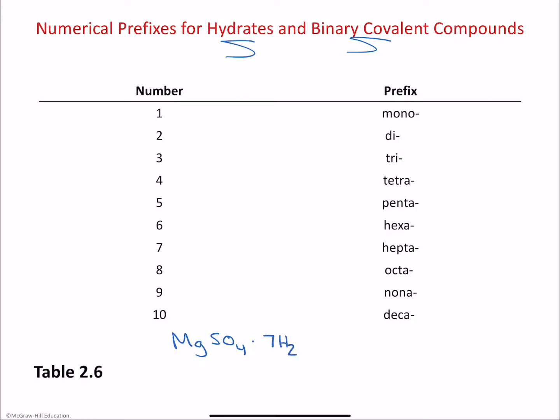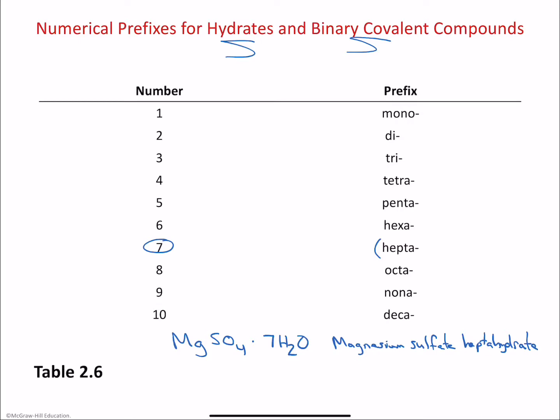So I put that centered dot, and then I put 7 as the Greek numerical prefix, followed by H2O, which is the hydrate. So hydrate meaning the water. So I would call this magnesium sulfate heptahydrate, because hepta is the prefix meaning 7. So that's Epsom salt.